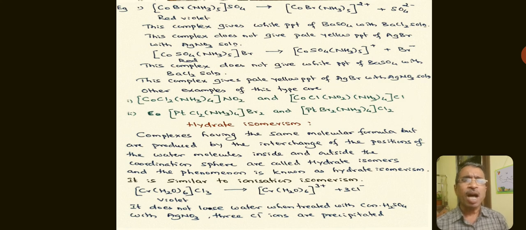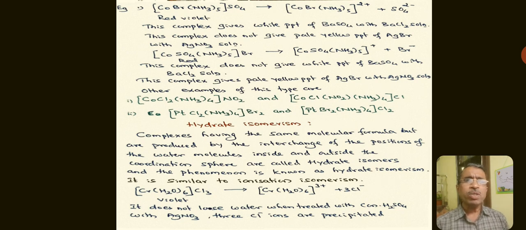Suppose I take another isomer of this complex, pentaamminesulfatocobalt(III) bromide, which is red in color. This compound on ionization gives the pentaamminesulfatocobalt(III) ion and bromide ion in solution. Therefore, this complex gives a pale yellow precipitate with AgNO3 solution, and it is not going to give any precipitate with barium chloride solution.